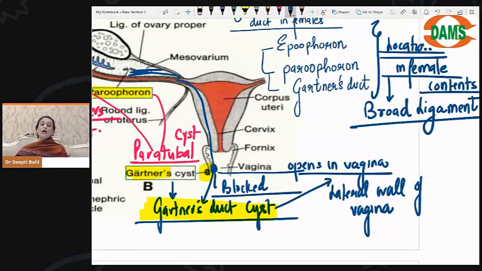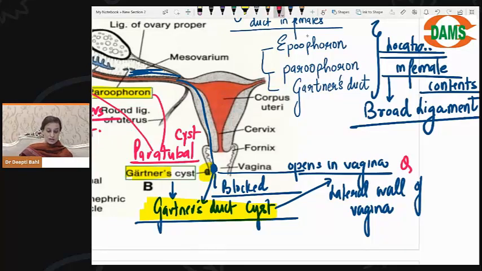So epophoron, parophoron, and Gartner's duct are all present in the broad ligament. Sometimes they may form cystic structures which are called paratubal cysts. Second, the Gartner's duct sometimes may be present in its entire length, and then it opens in the vagina. If the opening gets blocked, it will form a Gartner's duct cyst. So this cyst is seen in the lateral wall of vagina.